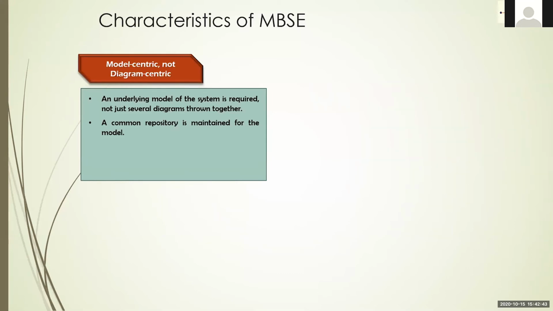Now let's discuss the characteristics of model-based system engineering. And this is something very important. We are trying to push what we are going to call model-centric and not diagram-centric. And let's try to explain this. So on model-centric, it's an underlying model of the system, okay? Not just putting together a couple of models that somebody else did or sketches, okay?